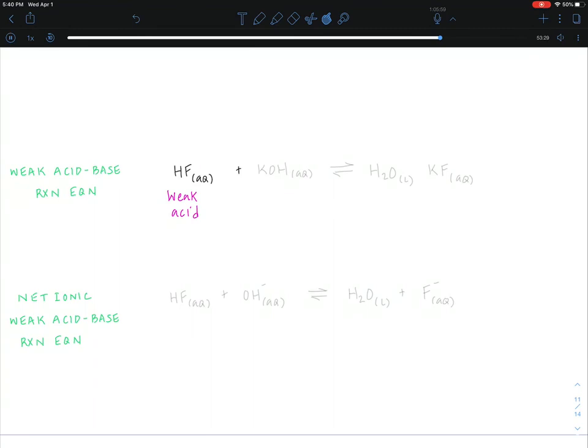I am going to use just the same base here. So that will completely dissociate. And what I end up getting is some water, because that KOH is going to completely dissociate, and a little bit of the salt.